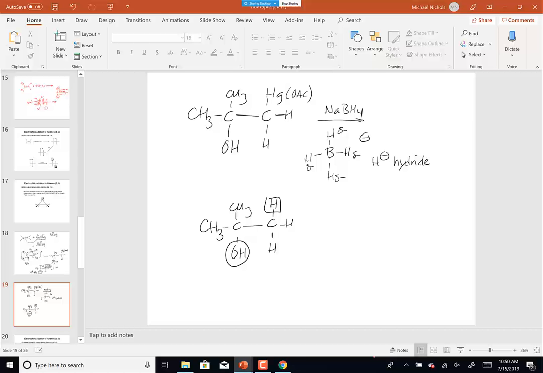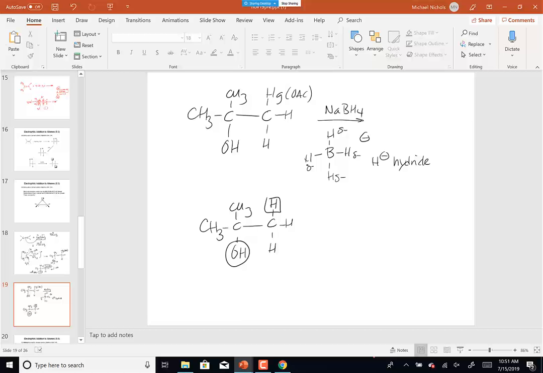So the way this reaction is sometimes written is you'll see alkene and then you'll see mercury acetate, number one, and then number two, sodium borohydride. So it's a two-step reaction. So the H and the OH will end up then 100% trans.